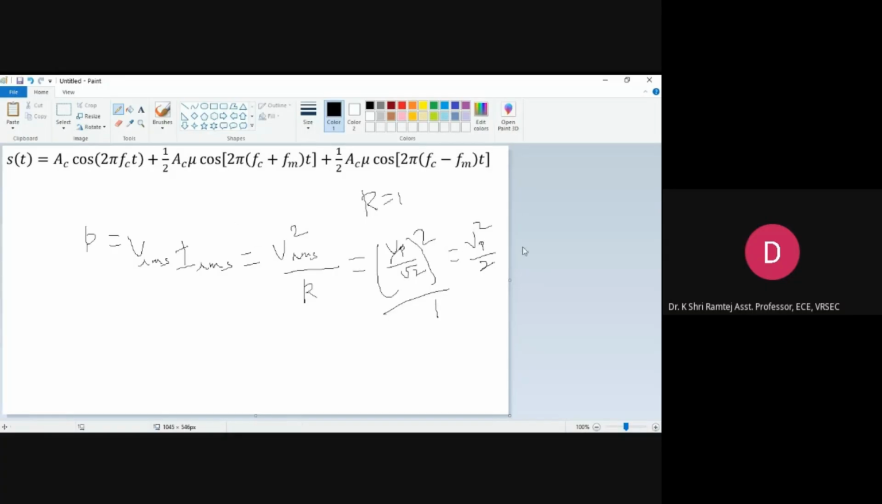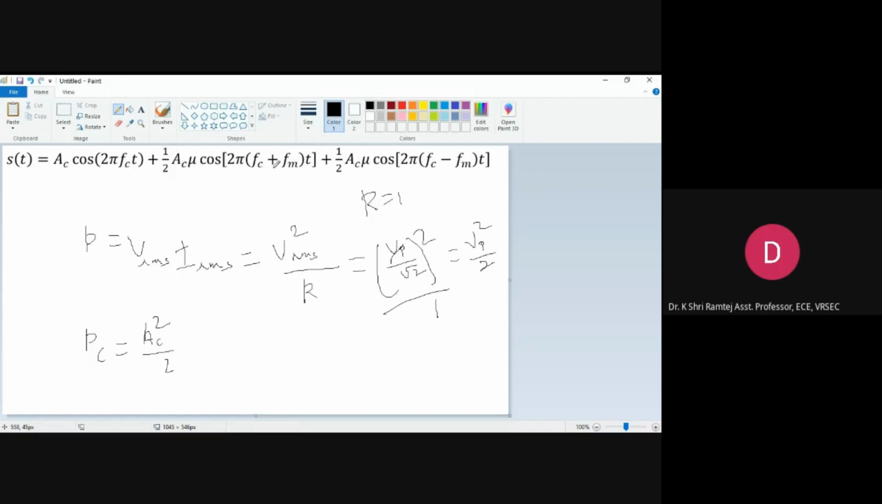We have to calculate the power for each of these terms. Power can be calculated by using V peak square by 2. If we observe the first term, in order to calculate the carrier power, the power of the carrier will become PC equal to Vp square by 2. Here the maximum peak amplitude is AC. So the power of the carrier becomes AC square by 2.